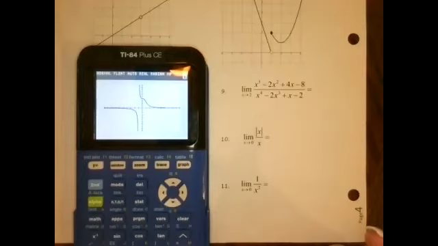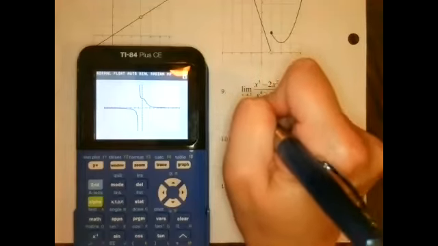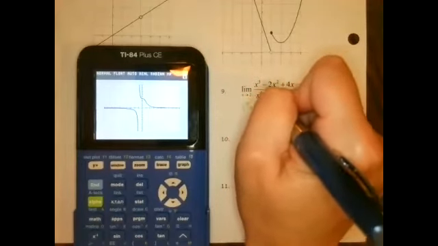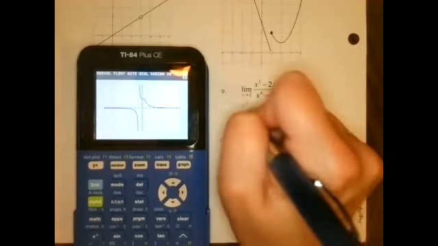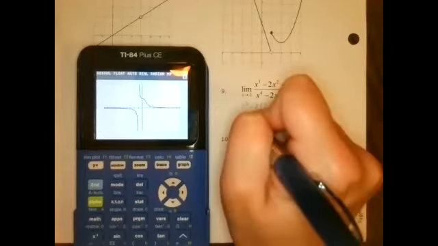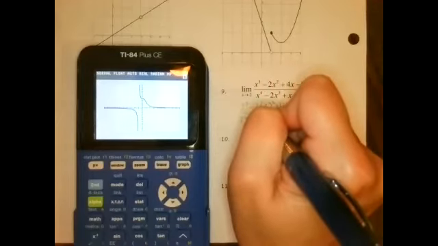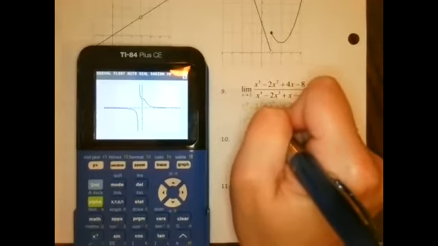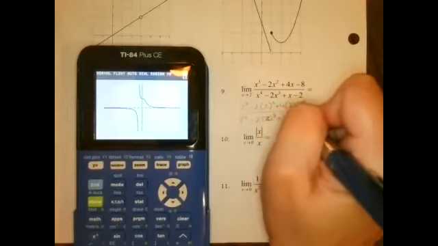So the easiest thing to do is try and plug it in to see if we can find what that value is. Now, when I do that, I get 2 cubed minus 2 times 2 squared plus 4 times 2 minus 8 all over 2 to the 4th minus 2 to the 3rd power plus 2 minus 2.